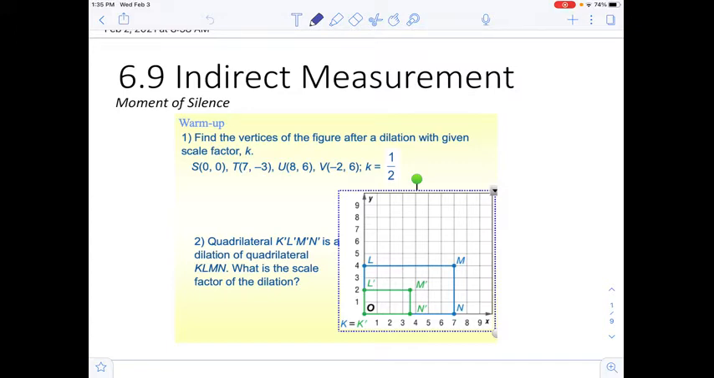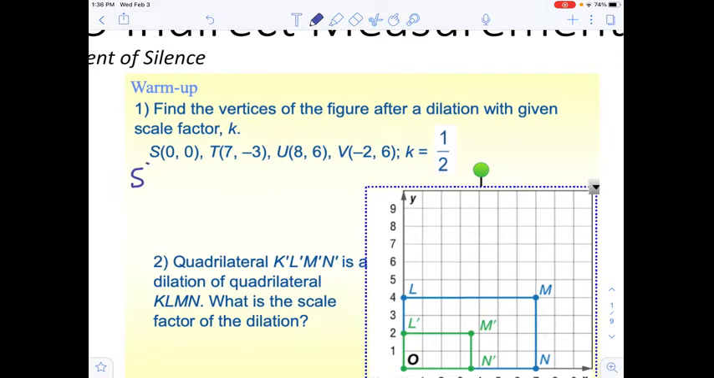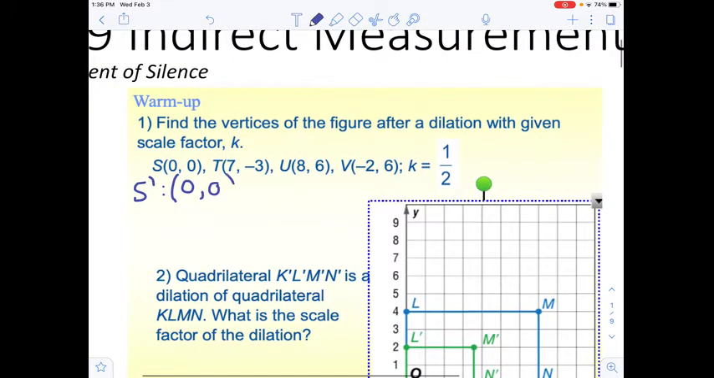Number 1 says find the vertices of the figure after a dilation with a given scale factor of k. So we have our 4 vertices, and we know that the scale factor is 1/2. So what we're going to do is multiply 1/2 by all of these coordinates. I'm going to write this as S prime, remembering whenever we list our image, we have to do that prime mark. 0 times 1/2 is just 0. So S prime is 0, 0.